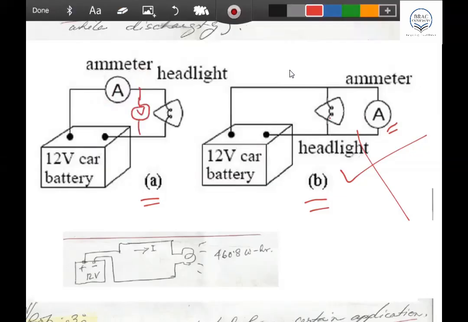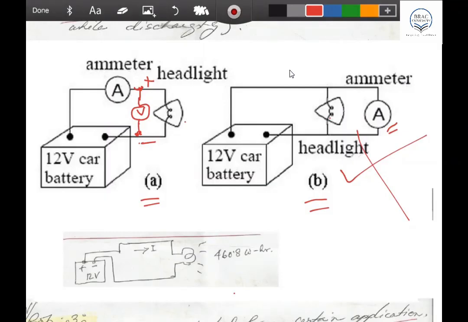This is a voltmeter. This is a plus minus terminal. And this voltmeter is measuring the voltage across the headlight. The headlight voltage is what? That voltmeter should be connected in parallel. Remember, the ammeter is connected in series, the voltmeter is connected in parallel.